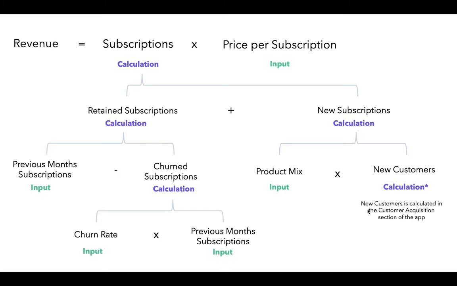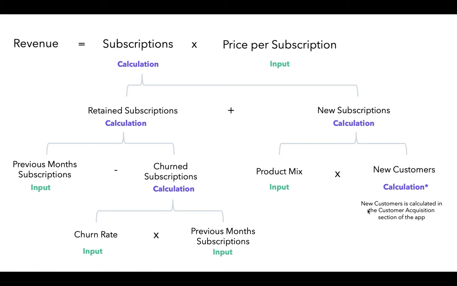Throughout the entirety of this revenue formula, we're going to see that some variables are calculations while others are inputs. Inputs are known by us as modelers. Subscription calculations are going to be derived from other parts of the revenue formula. So price is an input, subscriptions is a calculation that's derived by retained subscriptions plus new subscriptions. Retained subscriptions is also a calculation derived from the previous month's subscriptions, subtracting out the churn subscriptions, or the subscribers that left us last month.